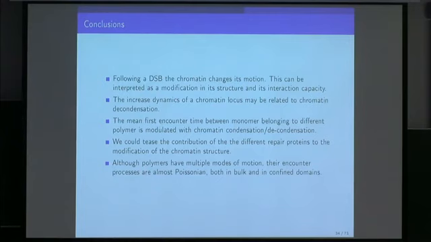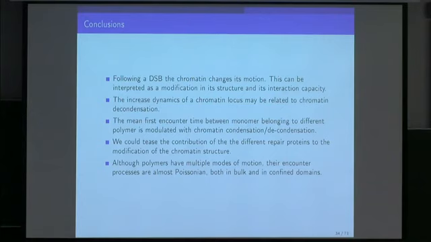Okay, so let me conclude. What I showed you here is that first of all, the experimental observation was that following a DSB, the chromatin changes the way it moves, and we can interpret this as some change in its interaction capacity with its environment. And we think that the increased dynamics of a chromatin locus may be related to the condensation, which would in turn significantly affect the mean first encounter time between the break and its homologous sequence. And we can possibly tease out the contribution of those different repair proteins to the modification in the chromatin structure.